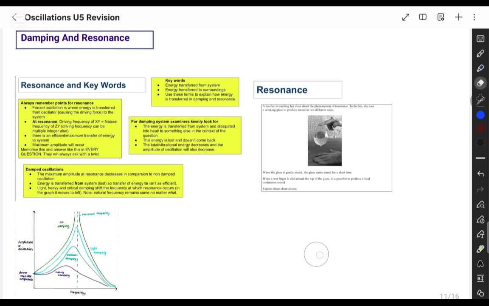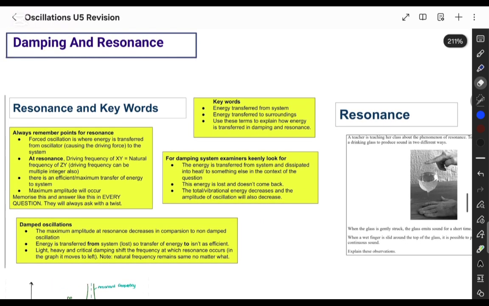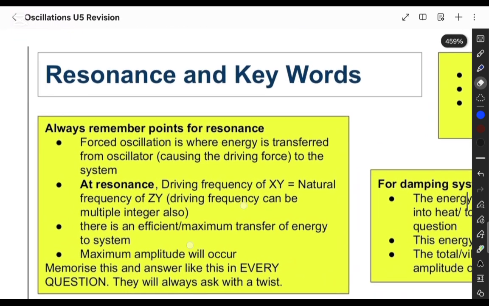Okay, so in short, the key point you have to remember is that resonance in forced oscillation is where energy is transferred from the oscillator, which causes the driving force, to the system. And at resonance, the driving frequency of X, which would be the thing causing the driving frequency, equals the natural frequency of Y, which could be the system. So you have to specify what's the thing that's causing the driving frequency and what's the thing that has the natural frequency. I'll show you through an example.